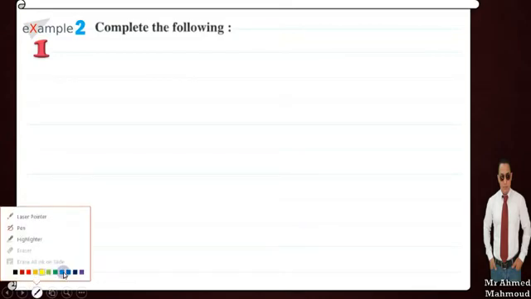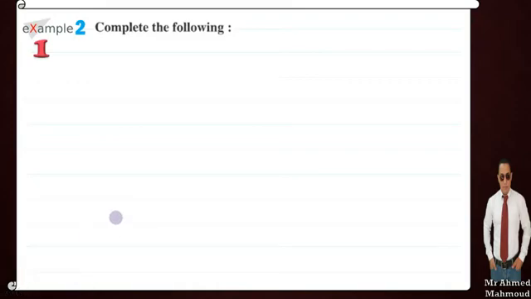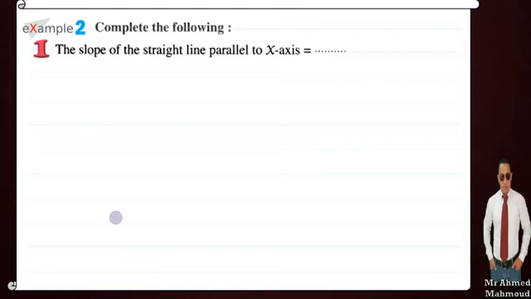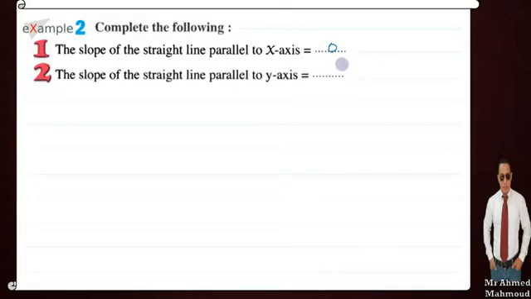In this example, number 1: the slope of a straight line parallel to the x-axis equals what? Equals 0. Number 2: the slope of a straight line parallel to the y-axis is undefined.